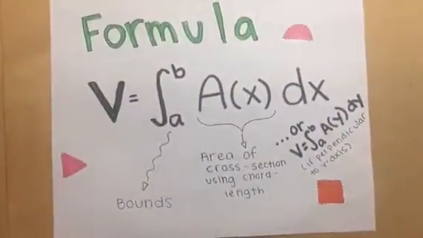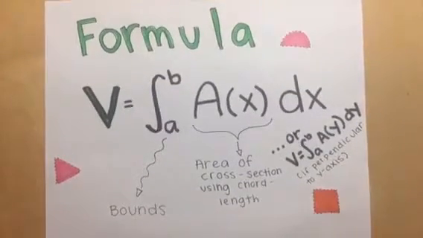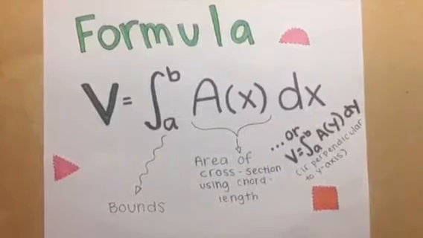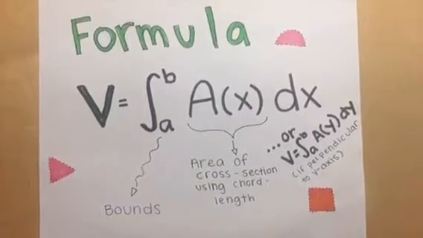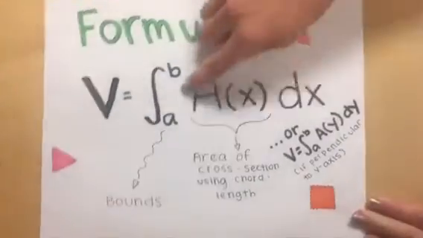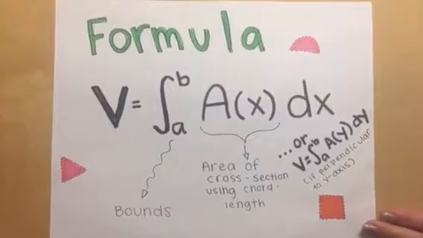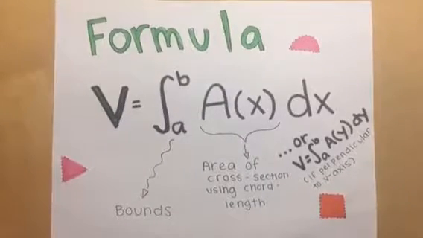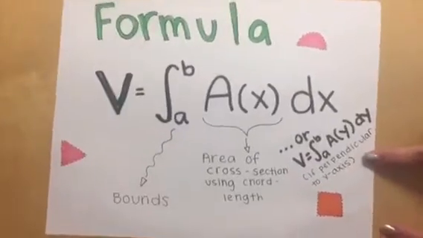This is the formula for finding the volume of any solid given a cross-section. Volume equals the integral from a to b of A of x, d x. A to b are the bounds on which you are integrating. A of x represents the area of the cross-section using the chord length. This formula would be used if the problem is perpendicular to the x-axis. If the problem is perpendicular to the y-axis, you must change it in terms of y.